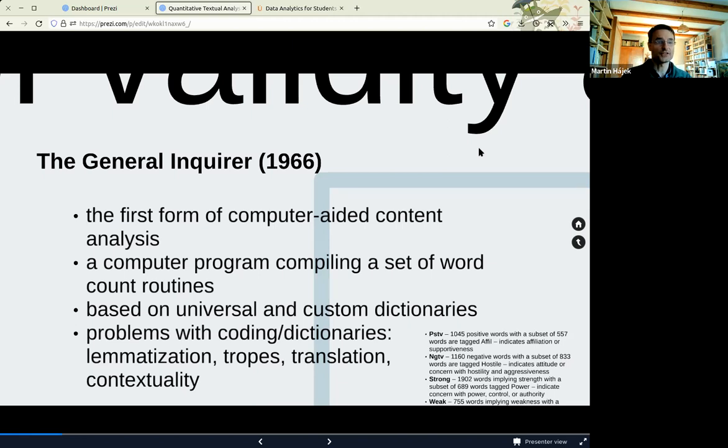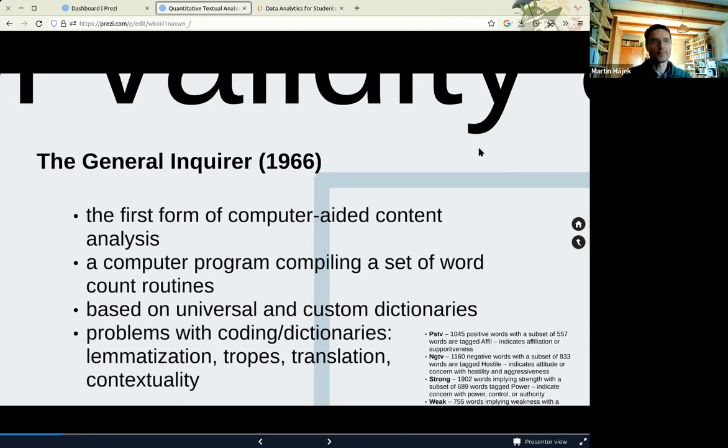And I would like you to mention or to explain the first computer-aided content analysis, the first program for quantitative textual analysis that I know, and the name was the General Inquirer. It was developed in the 1960s, in 1966, and it counted words in general. We can say that it was some computer-assisted content analysis.